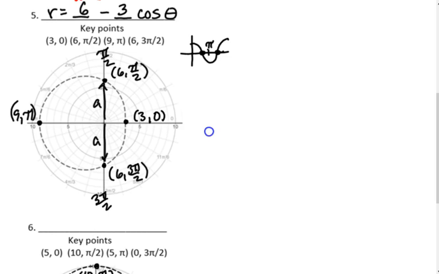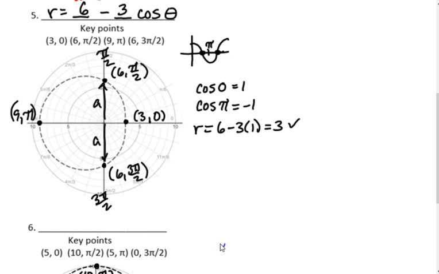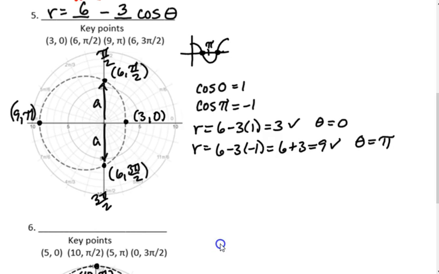So let me put 3 in here, and let's think of why we end up with the 9 over on this side. Cosine of 0 equals 1 and cosine of pi equals negative 1. When we're at 0, r is equal to 6 minus 3 times 1, which equals 3. When I'm at pi, r equals 6 minus 3 times negative 1, which is 6 plus 3, which is 9. So this is when theta equals 0, and this is when theta equals pi. There's where we get those numbers.